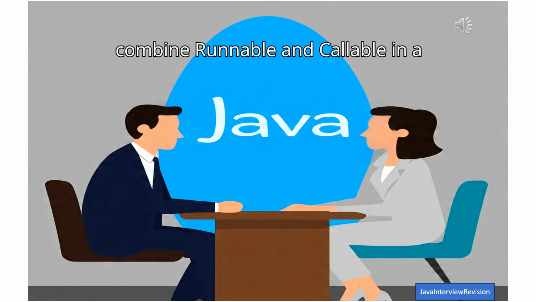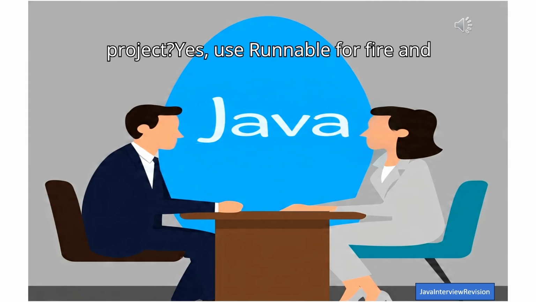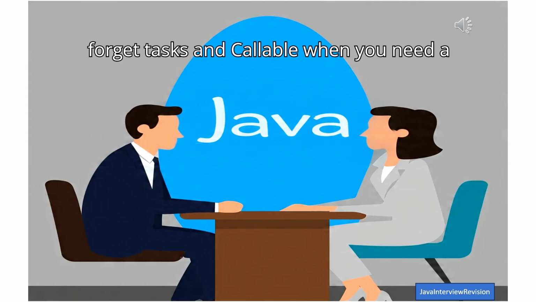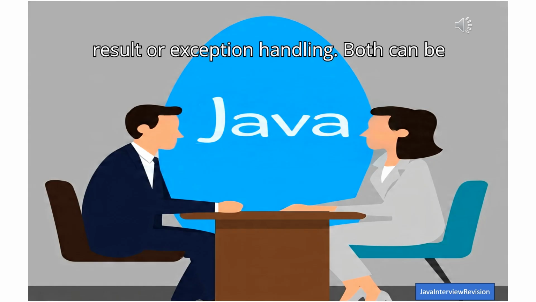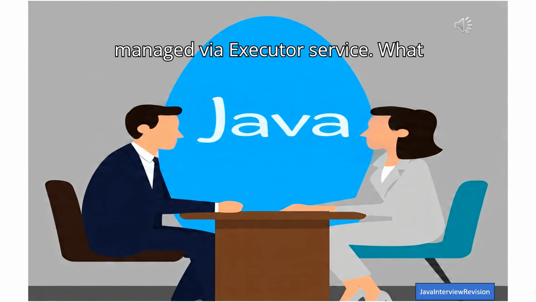Can you combine Runnable and Callable in a project? Yes, use Runnable for fire-and-forget tasks and Callable when you need a result or exception handling. Both can be managed via ExecutorService.